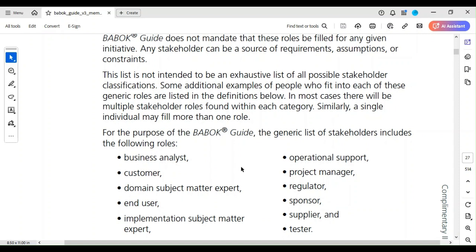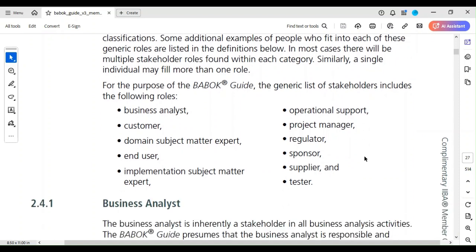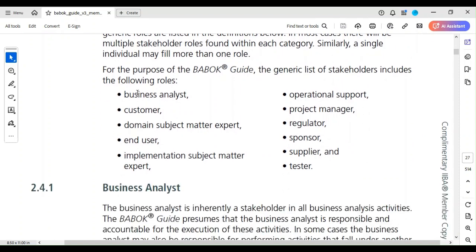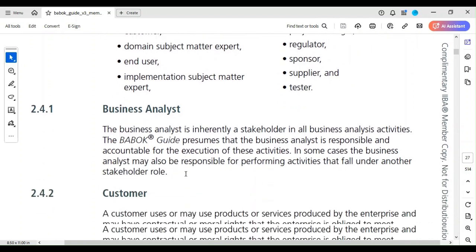So, for the purpose of the BABOK guide, the generic list of stakeholders includes the following roles. Business analyst, customer, domain subject matter expert, end users, implementation subject matter expert, operational support, project manager, regulator, sponsor, supplier, and tester. So they are now going into defining each of these.